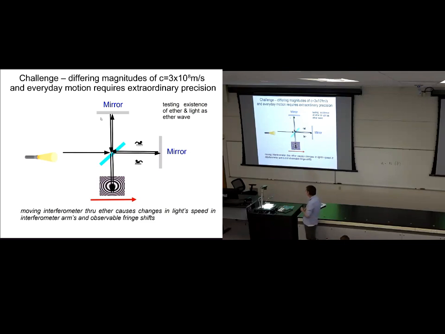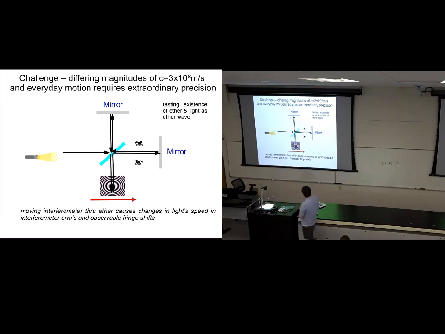So the basic idea is you measure the interference pattern with the interferometer sitting in the lab, say, and then you move it over towards the right, and you look for a change in the interference pattern, which will correspond to a change in the speed of the light. Or you move it over towards the left, and you look for a change in the interference pattern corresponding to a change in the speed of the light ray.